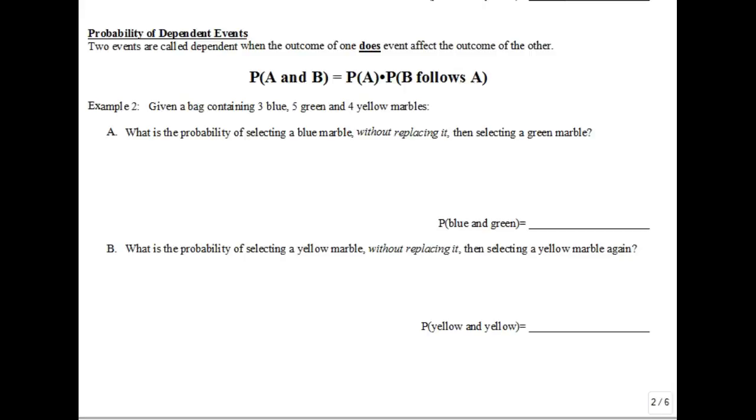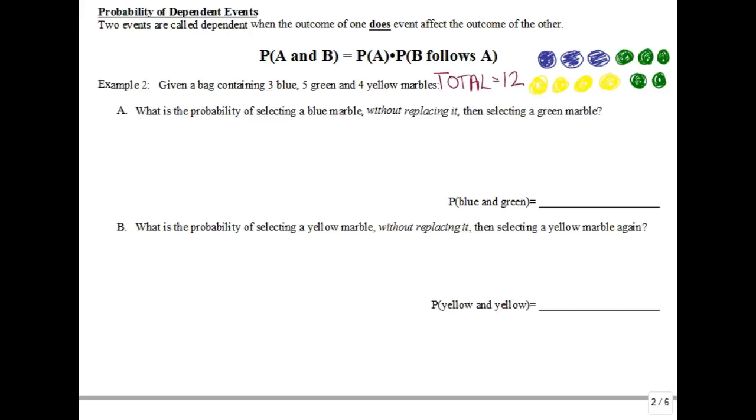So let's go back to our bag of marbles. There are still 12. What we need to do is find the probability of the first event times the probability of the second event given a special condition. What does that mean? Well, first, let's find the probability of selecting a blue marble. That probability is still 1/4.